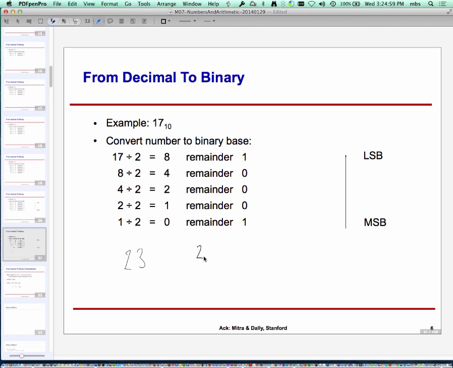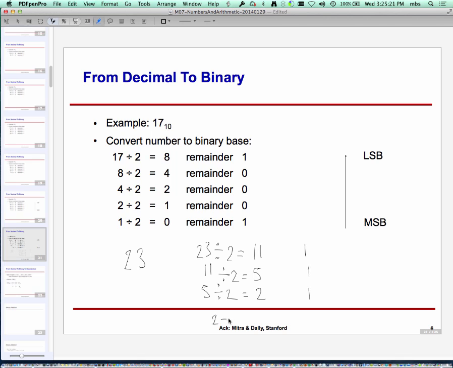So 23 divided by 2 is 11, and I have a remainder of 1. Then I will say 11 divided by 2 is 5, remainder of 1. Then I have 5 divided by 2 is equal to 2, remainder of 1.